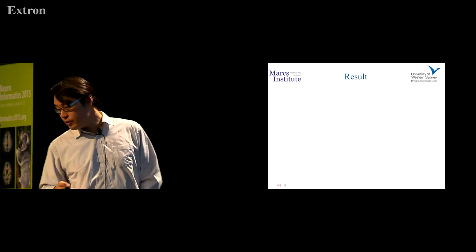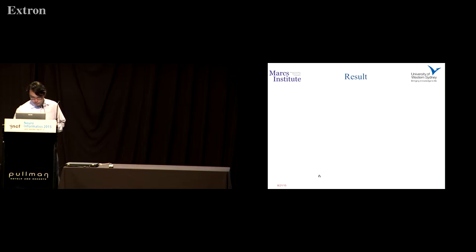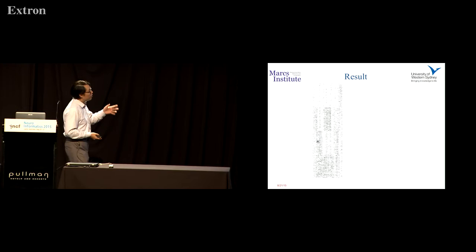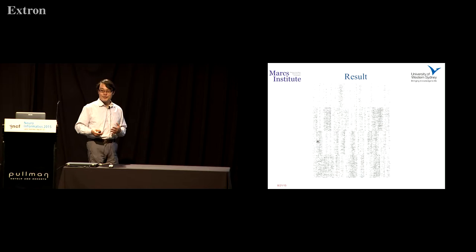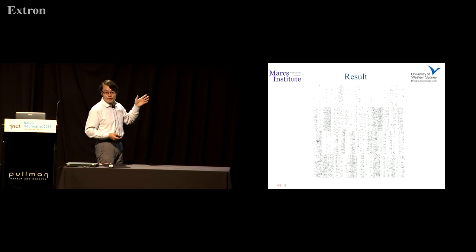OK, so this is one result. This is the raster plot of 1,000 neurons, because we do not have the expert visualization tool like the ones they showed this morning. This is just to show you that we can do the real-time simulation. This one only plots 1,000 neurons, but we can plot all of them if we want.